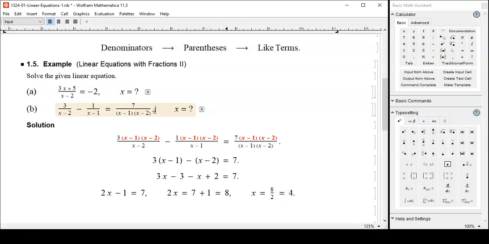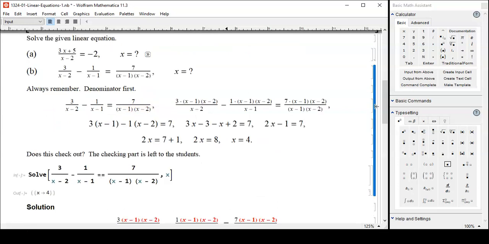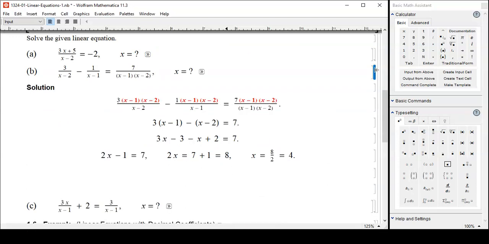And if you plug x equal to 4 back into this equation, is it okay? Does it fit? I'll leave the checking to you. Let's see, here's the answer key. Yes, indeed. X equal to 4 by the same process.